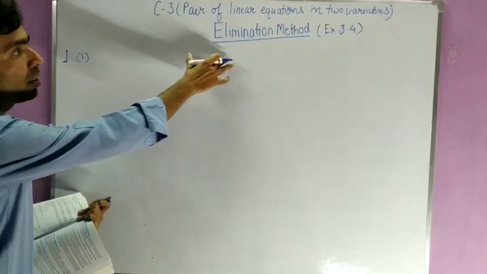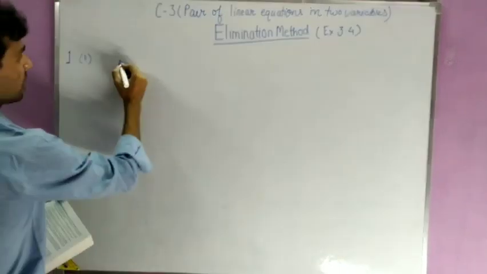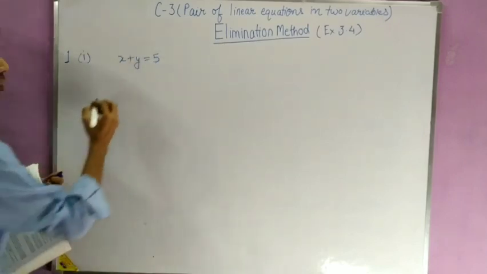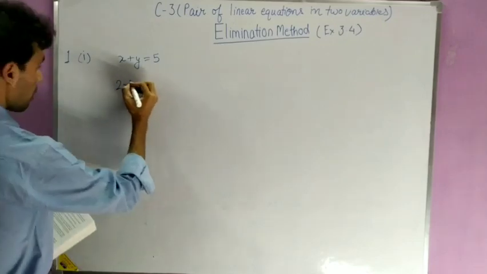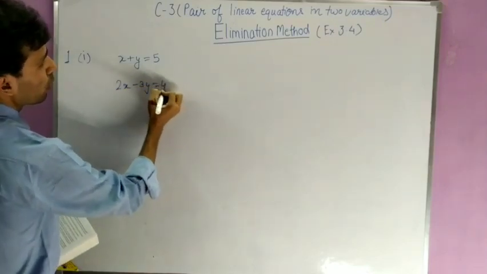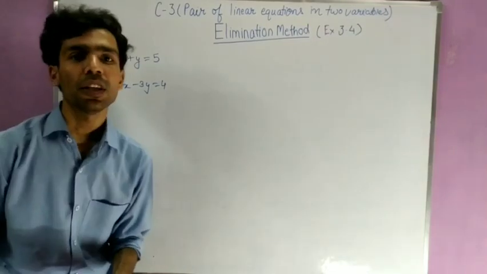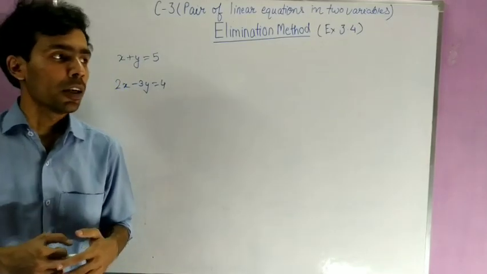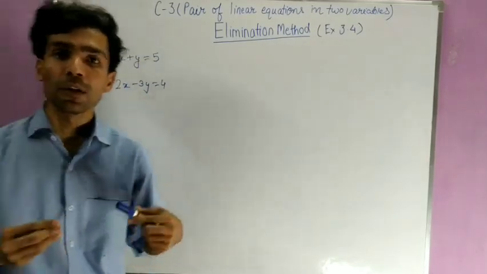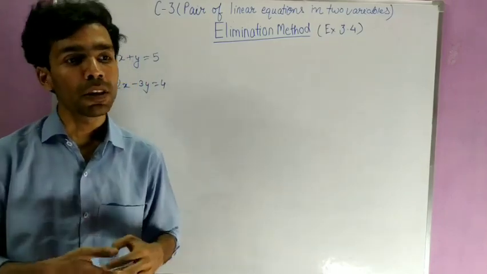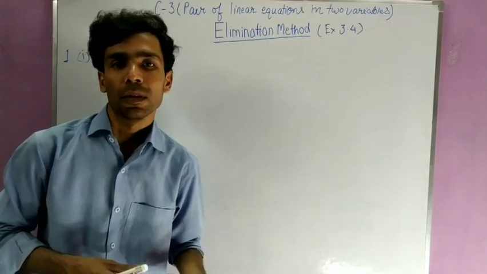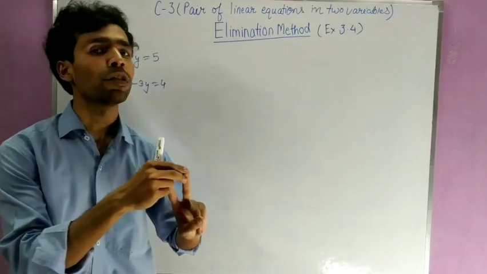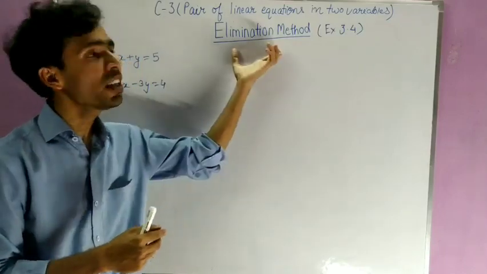I will tell you this method with the help of one question. Now see, this is x plus y equal to 5, and the second equation is 2x minus 3y equal to 4, and you have to solve these two equations by the elimination method and also the substitution method. Listen students, whatever method you apply to solve a pair of linear equations, the answer will always come the same, but the method is different.